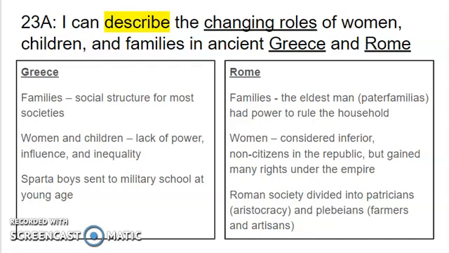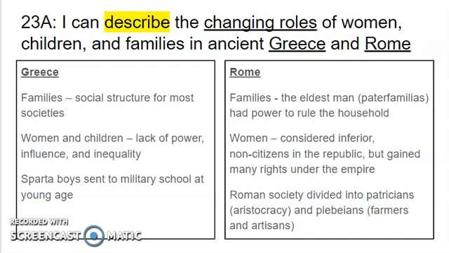Now let's look at Rome. In Rome, the families were similar to Greece in that the eldest man had the power to rule the household. In Rome, this man was called the pater familias, which just means the father of the house. And he made any decision for the household. The women in Rome were considered inferior and non-citizens in the Republic of Rome. However, after Rome became an empire, women gained many more rights, including property ownership and the right to have a job.